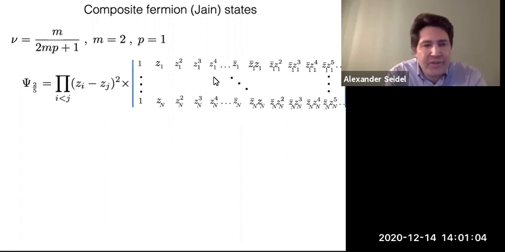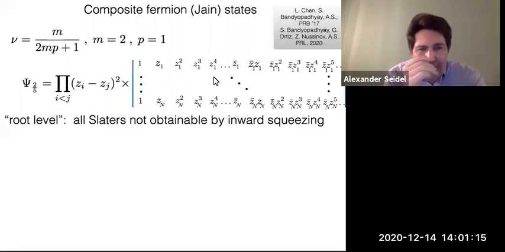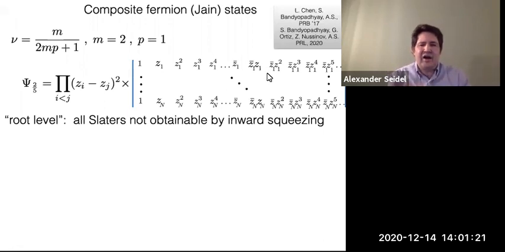First thing we should agree on is how do we associate, even formally, a root state to this fairly complicated wave function. So we actually go with the following working definition. I expand this state in an occupation number basis, and then I keep only those states that are not obtainable from other states also appearing in the decomposition by these inward squeezing processes.